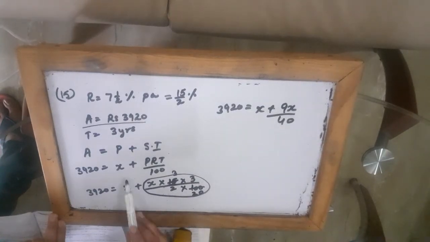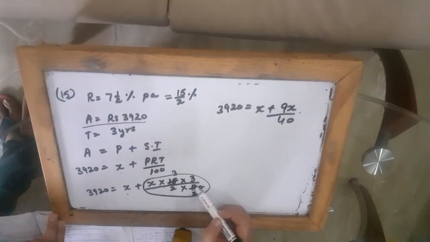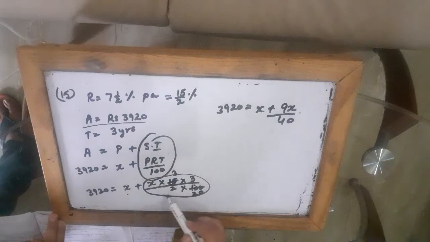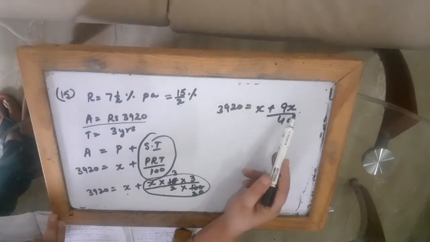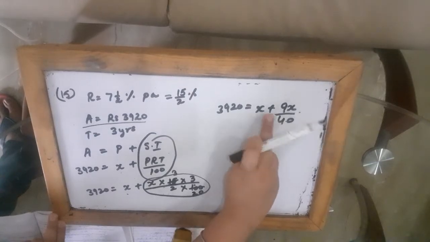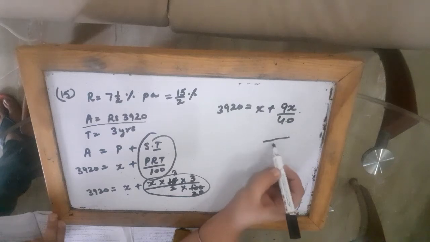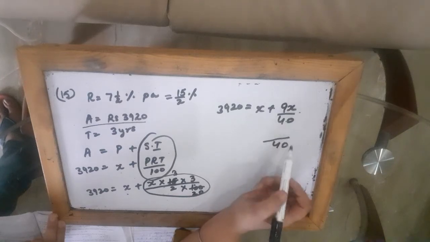So this side what I have done, principal I have taken as x and simple interest is PRT upon 100. So PRT I have written as P is x, R is 15 by 2, and time is 3. So I have taken out the simple interest in terms of x and it becomes 9x upon 40. Now this is x plus 9x upon 40, both the terms are x and this is a fraction. So how to add the fractions? By taking out the LCM.